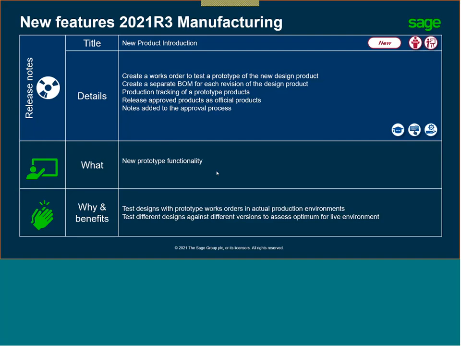So the key benefit is we can now test our designs in actual works orders, so in a production environment, to check they do work properly. The previous versions allowed us to create a design, but didn't allow us to test it. But this version allows us to test it now. And we can have multiple design revisions that we want to test. We may want to try 2 or 3 different design revisions through our manufacturing process to see how they work. So we've now got the ability to do that as well.